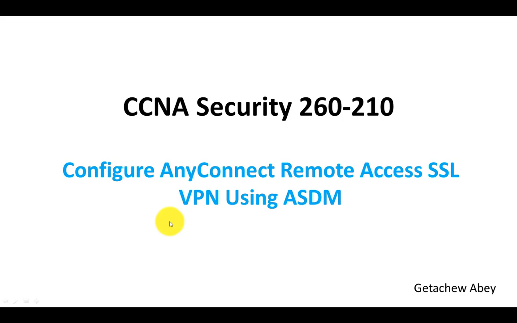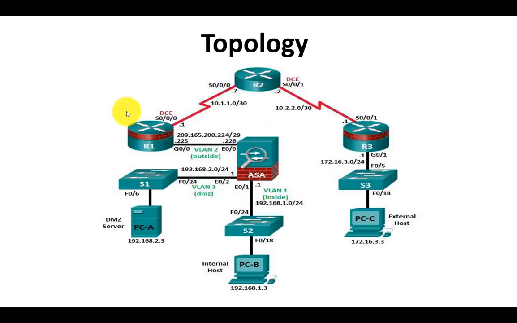Today we are going to practice configuring AnyConnect remote access SSL VPN using ASDM. So the topology we are going to implement is this. This topology has been implemented for the last 3 videos I made.